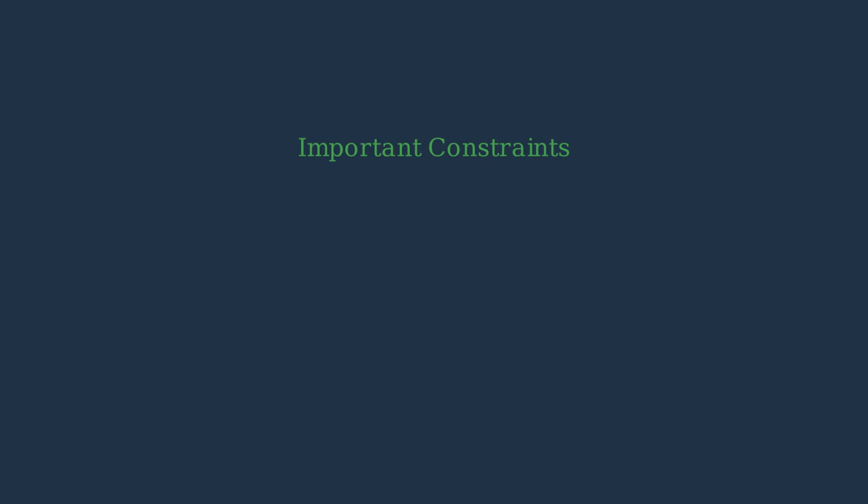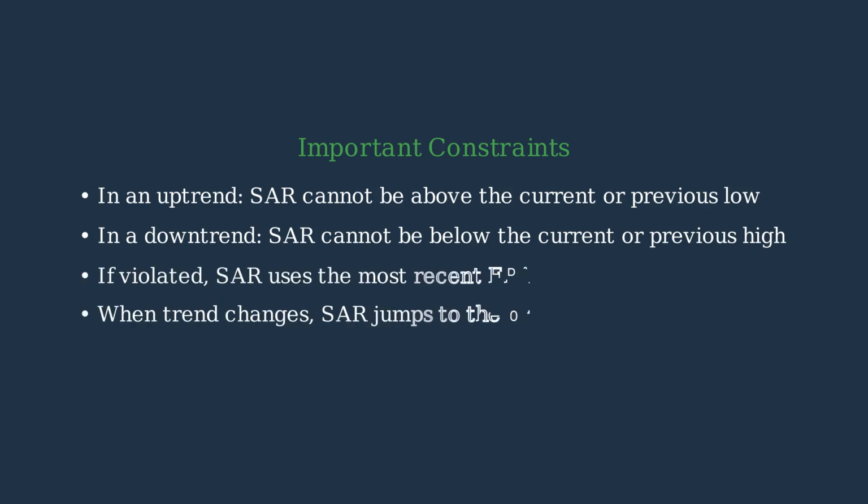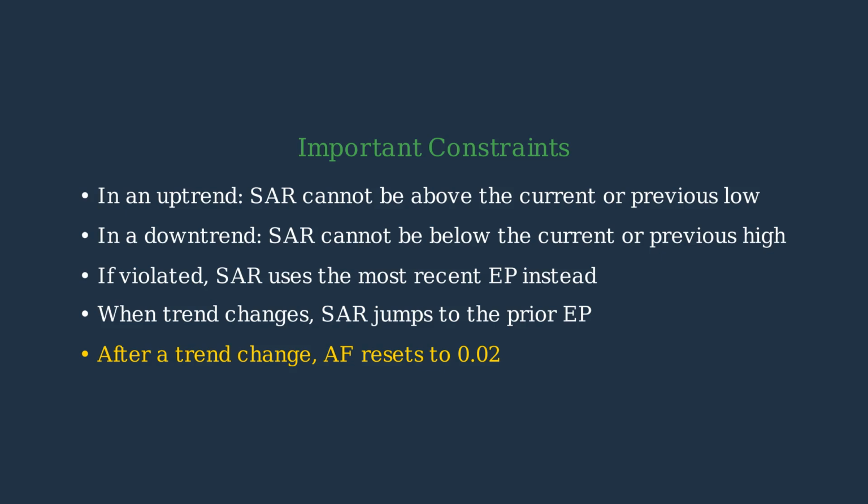There are important constraints that prevent the SAR from being calculated incorrectly. In an uptrend, the SAR value cannot be placed above the current or previous low price. In a downtrend, it cannot be placed below the current or previous high price. If these constraints are violated, the SAR uses the most recent extreme point instead. When a trend change occurs, the SAR jumps to the prior extreme point. Importantly, after a trend change, the acceleration factor resets to 0.02 and begins incrementing again.